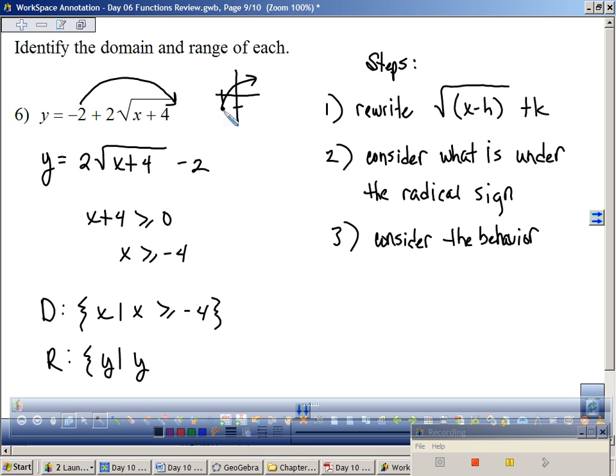The only reason it would go to the left or go down would be if you had negative signs involved, right? Otherwise, it always goes this way.